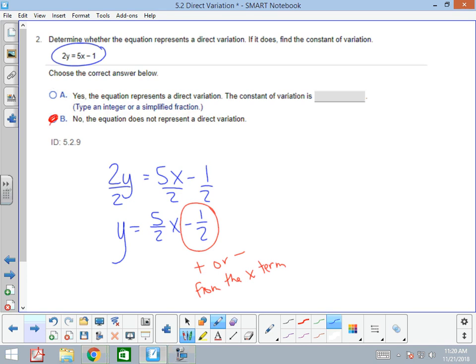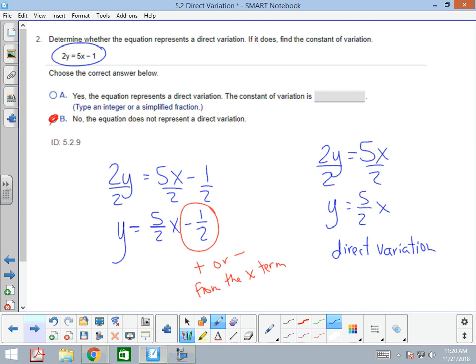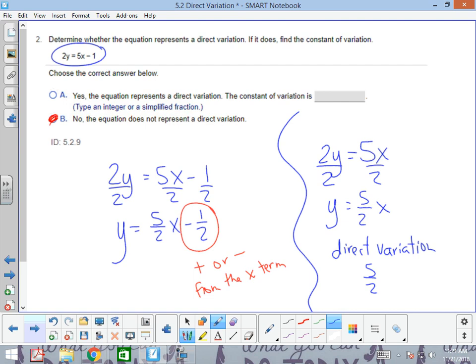Now, if we had 2y equals 5x, this is just an example, solve it for y. y equals 5 over 2 x, then this represents a direct variation, and the constant of variation would be 5/2. This is a different problem, but I wanted you to see it because it's the only example I could think of for this particular problem. This one does not represent a direct variation because there's a term being added or subtracted to the x term.